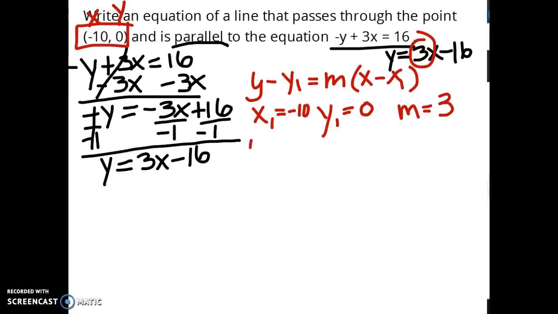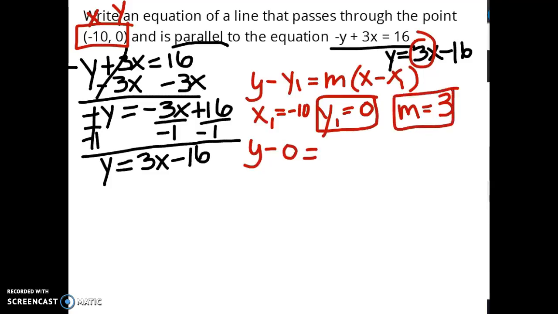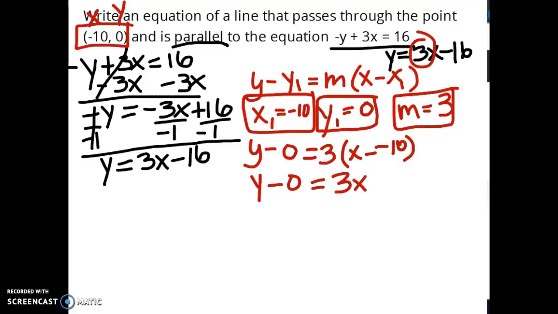Let's start. y minus, in this case, y sub 1 is 0, equals m, which is 3, times x minus x sub 1, which is -10. y minus 0 equals 3x minus, because that is in the problem here, that minus doesn't go away until it is made to go away. 3 times -10 is -30. All my signs are good.